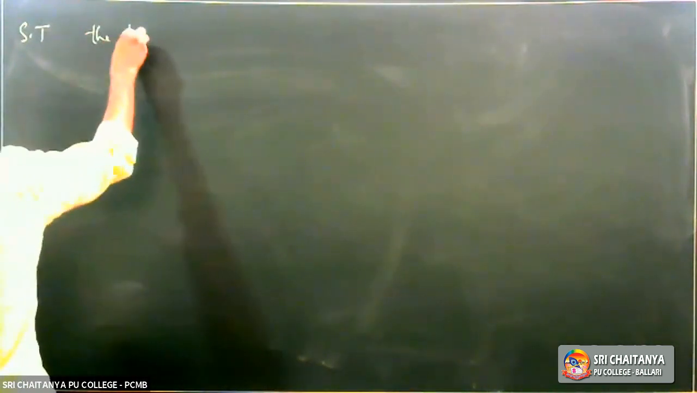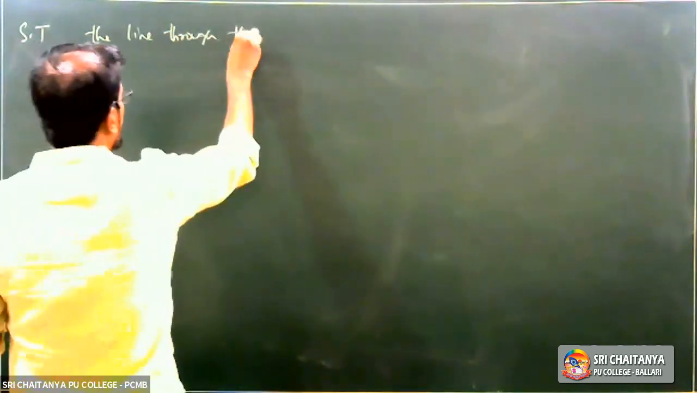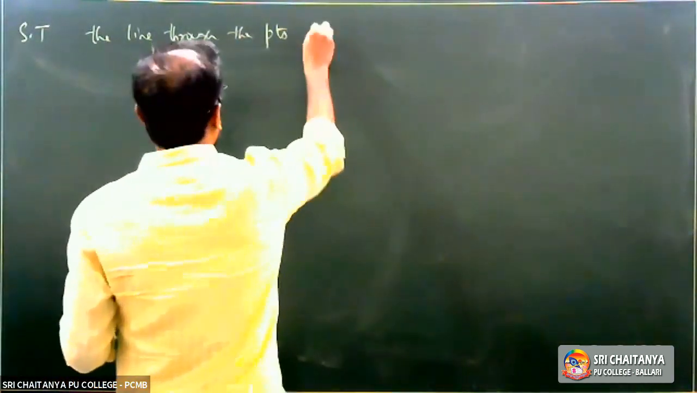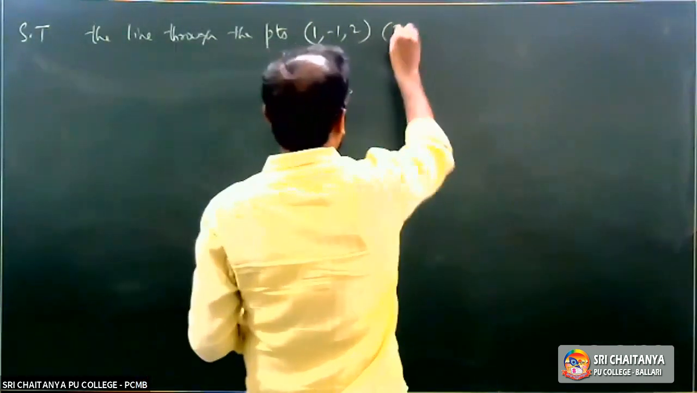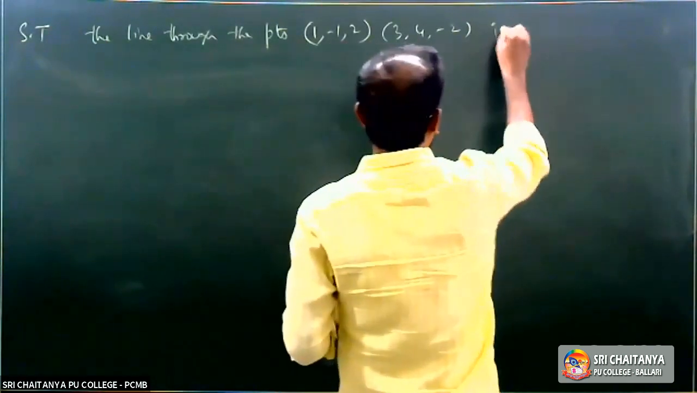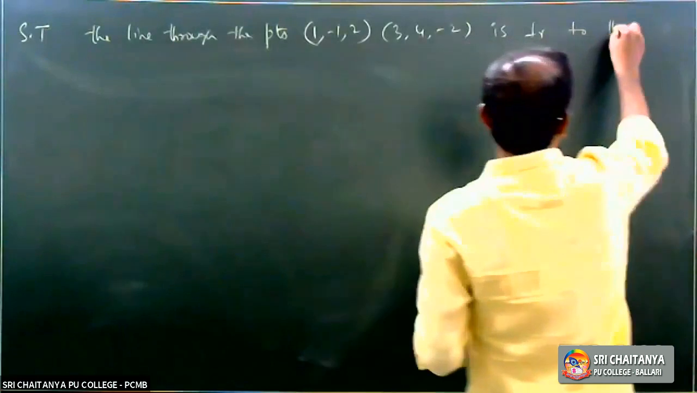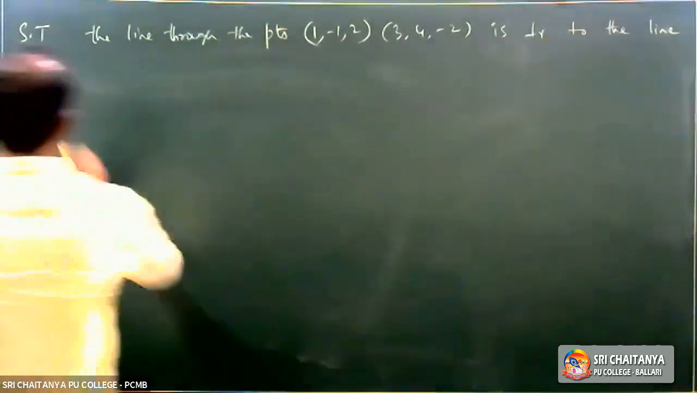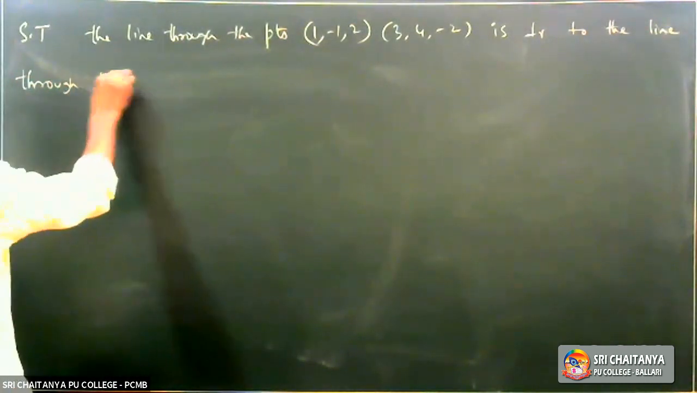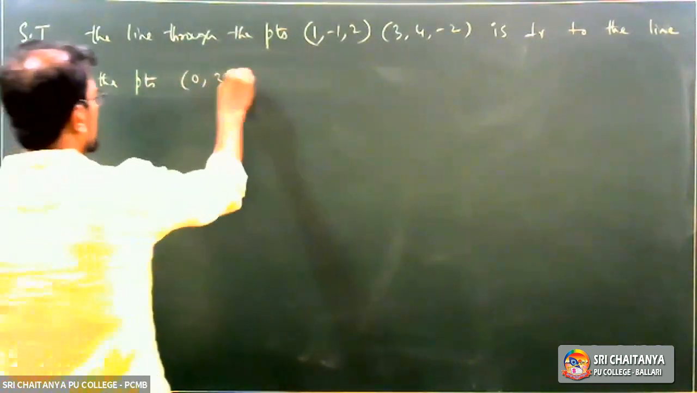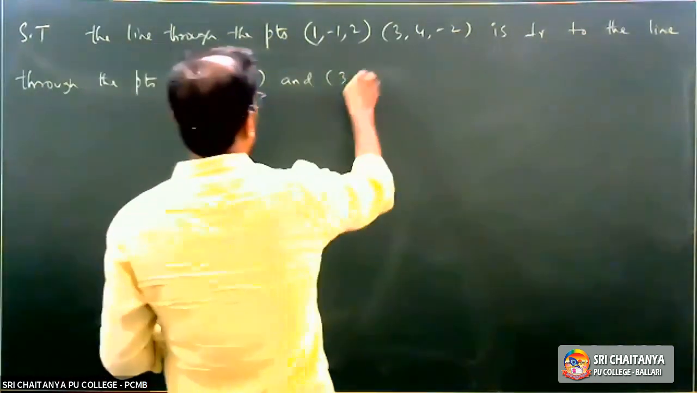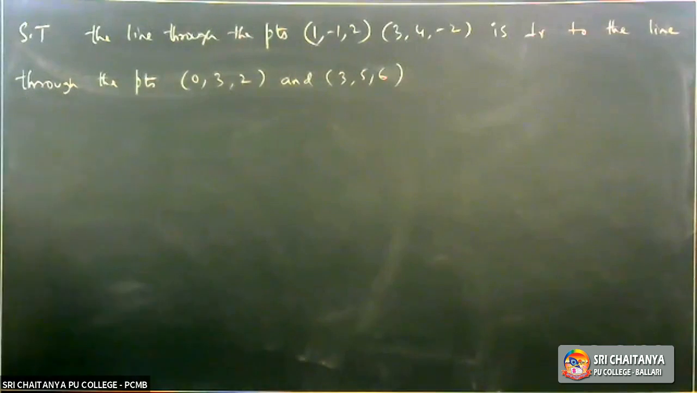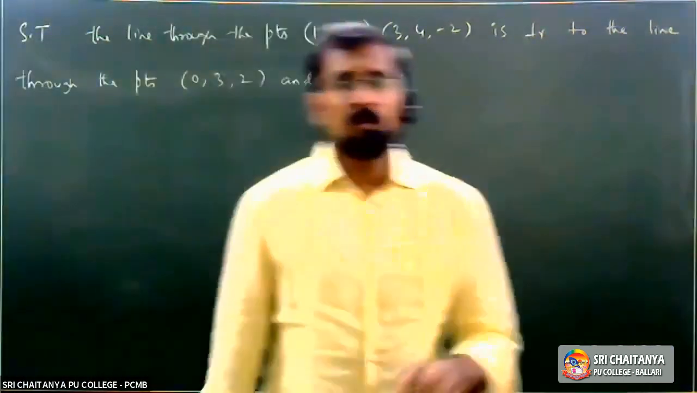Show that the line through the points 1, -2, -1, 2 and 3, 4, -2 is perpendicular to the line through the points 0, 3, 2 and 3, 5, 6. Observe what is the concept hidden.